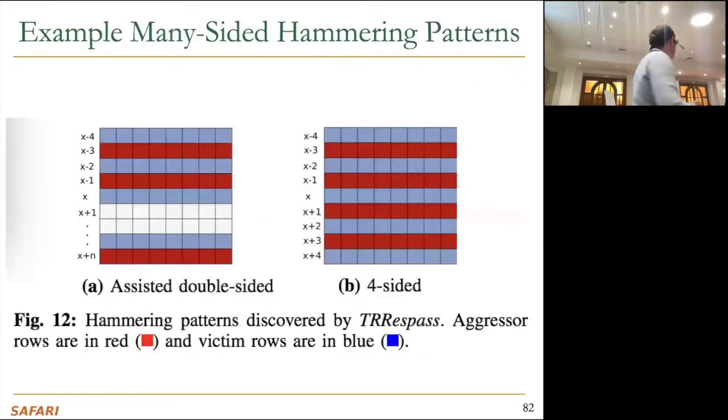Okay, so these are some many-sided patterns. So this is a 2-sided RowHammer, double-sided. Red rows are the aggressor rows. Blue rows are the victim rows. This is assisted double-sided or 3-sided. This is 4-sided. You could go up to 19, 20, 30, 40-sided. There's a trade-off, of course, right? As you increase the number of rows that you hammer, you do fewer hammers within a refresh interval per row.